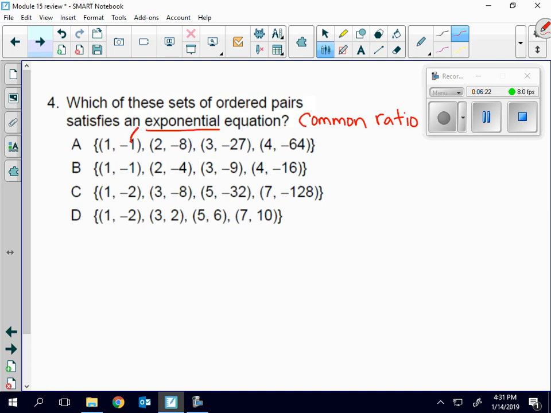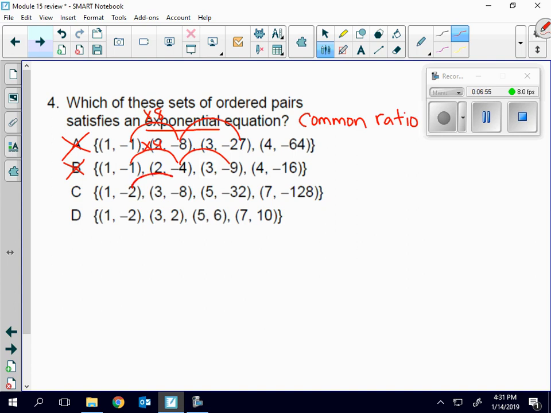If I go from negative 1 to negative 8, what am I doing? I'm multiplying by 8. That means every time I need to multiply by 8 to get to my next term. Well, negative 8 times 8 is not negative 27, so that does not work. All right, to get from negative 1 to negative 4, I'm going to multiply by 4. And if I multiply negative 4 times 4, that gives me negative 16, which is not negative 9, so that doesn't work either.